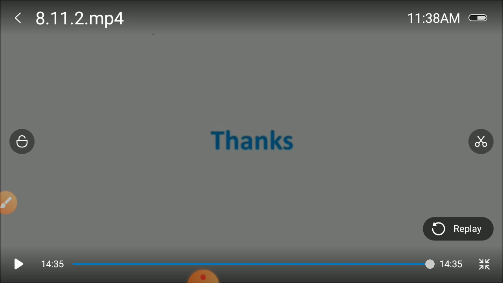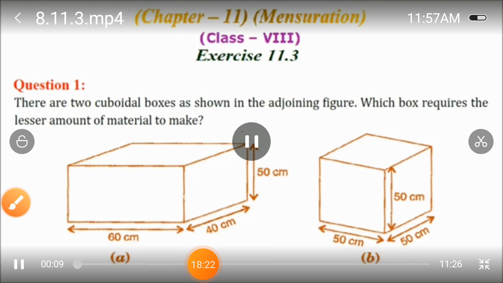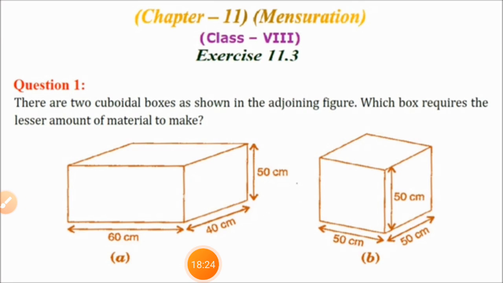Thanks. Here we end our 11.2. Let's start our 11.3. Is it? Yes, my dear student. Correct. Okay, my dear student, here is exercise number 11.3, Class 8, chapter number 11.